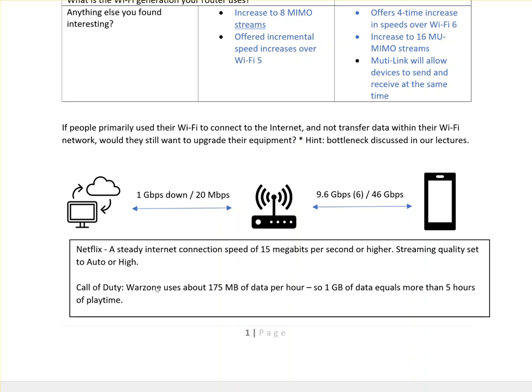Okay? Call of Duty Warzone uses, now we're talking data, not speeds. We're talking data. But you'll notice it uses 175 meg of data per hour, or 1 gig of data equals more than 5 hours of playtime. Well, if I'm playing for 5 hours, I'm using a gigabyte, 1024 megabytes of data. The faster connection I have to the internet servers, the faster that data can be transferred to my computer, the faster I can play the game. Okay, so hopefully that makes sense.